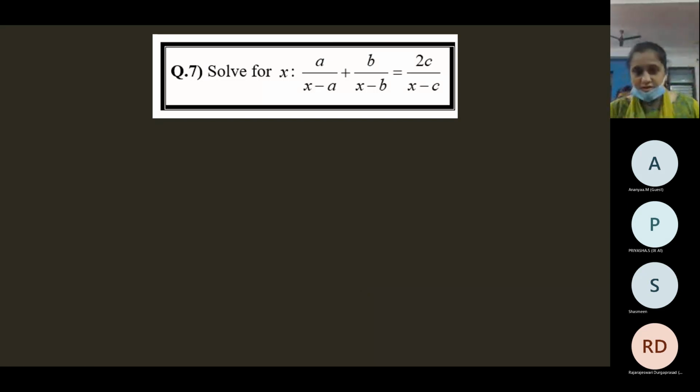I need to discuss two more word problems. That's my agenda for today's session. So I'll show you the answer for this one.